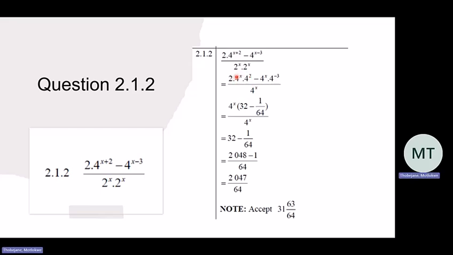this 4, you see 4 is here and here, then when you take it outside, you remain with 2 times, what is 4 times 4? It's 16, right? 16 times 2 is 32. Now, you take it outside, and here you remain with what? 4 to the power of minus 3.